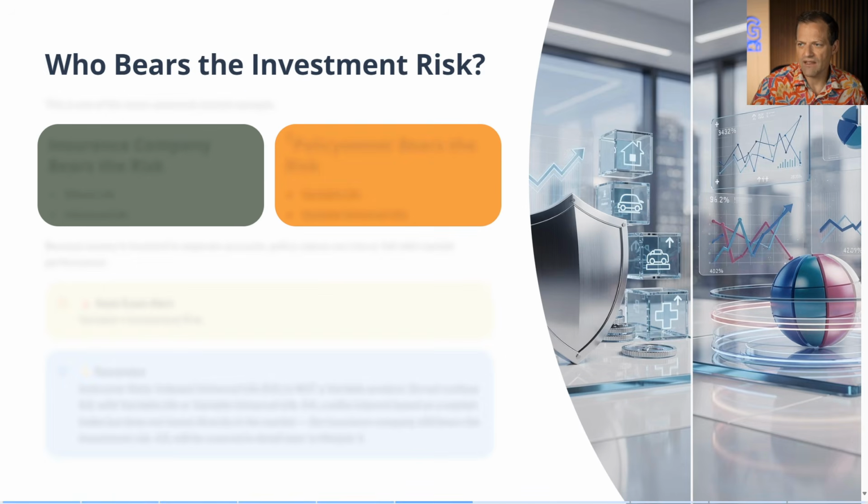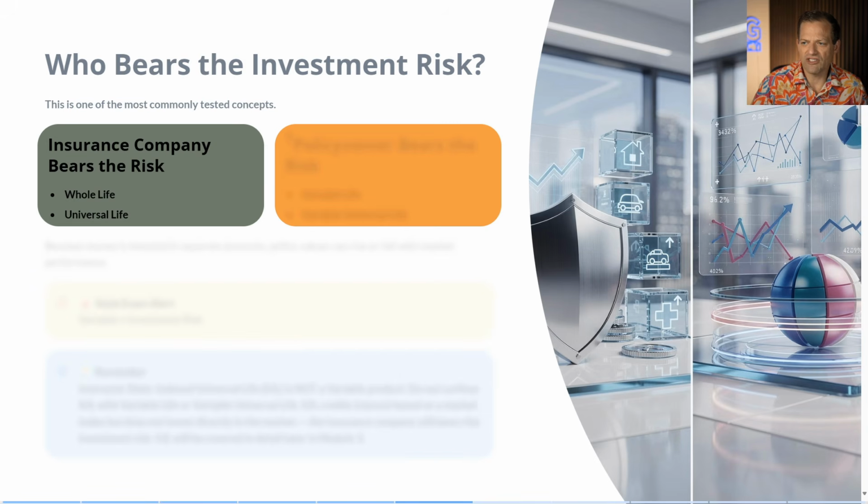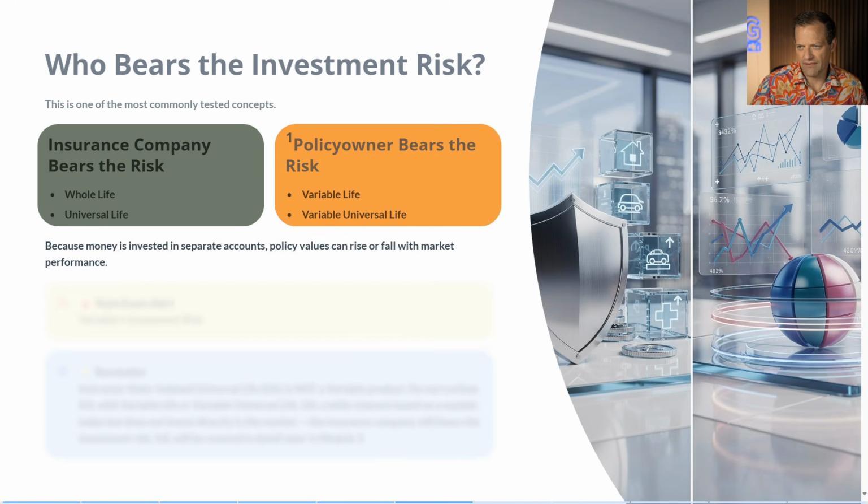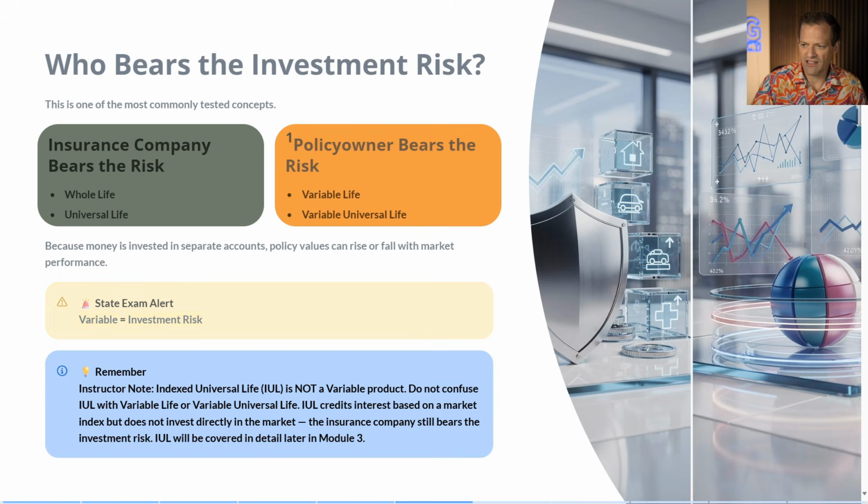Okay. So the other question asked is who bears the investment risk? This is very commonly tested, and that the insurance company bears the risk if it's a whole life or universal life, or the policy owner bears the risk if it's a variable life or universal variable policy. So in other words, if it's variable, the policy owner bears the risk. If it's not, then the insurance company bears the risk. Because money is invested in separate accounts, policy values can rise or fall with the market performance. So remember, variable means investment risk. That's the best way to think about it. With investment risk, you have the upside potential, but the potential for downside loss.